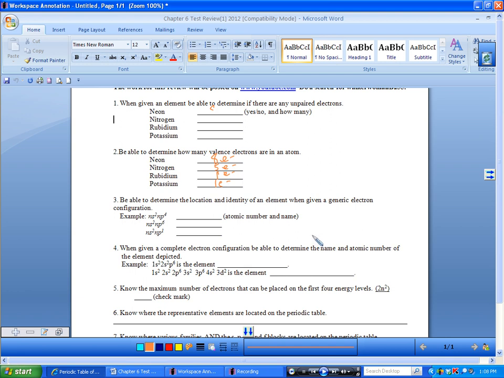Be able to determine the location and identity of an element when given a generic electron configuration. This N right here and this N right here stand for the energy level. It can be anywhere between 1 and 7. We don't even care. So I have 2 electrons here and 4 here, so I'm looking for something that has 6 valence electrons. How did I get that? I added up the 2 and the 4. 2 plus 4 gives me my 6. Where did I get those from? That's 2 electrons there, 4 electrons there.